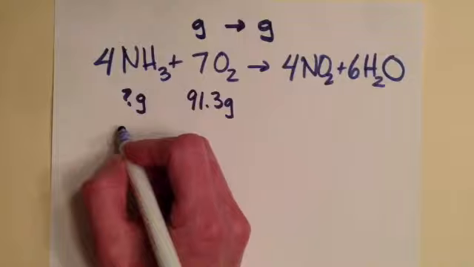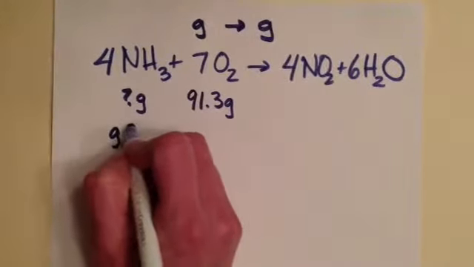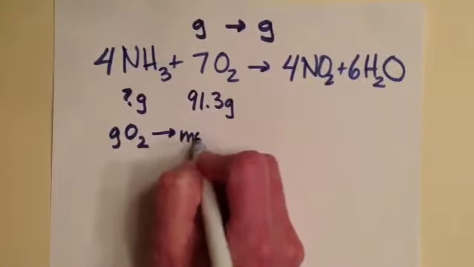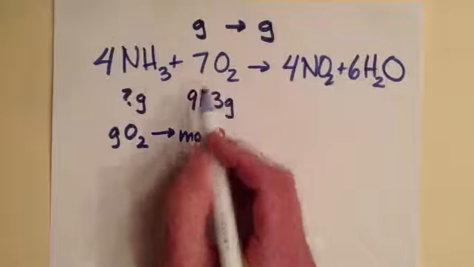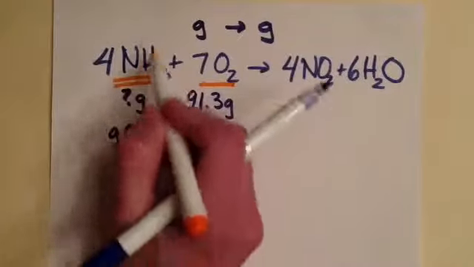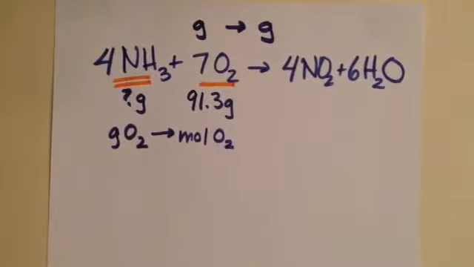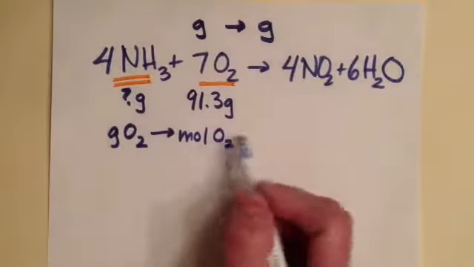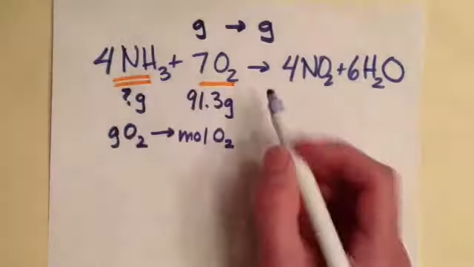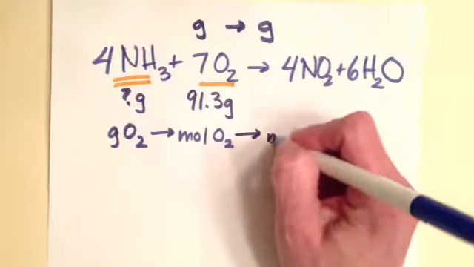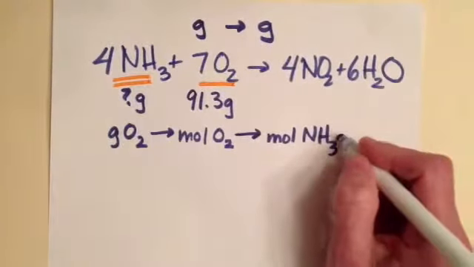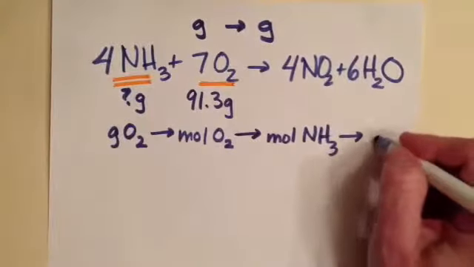So my roadmap is that I'm going to go from grams of oxygen and convert that to moles of oxygen, because in order to talk about one substance and start talking about another new substance, I need to get both in terms of moles. So once I have moles of oxygen, then I can use my mole ratios and convert to moles of ammonia. And then my last step is that I want mass of ammonia.